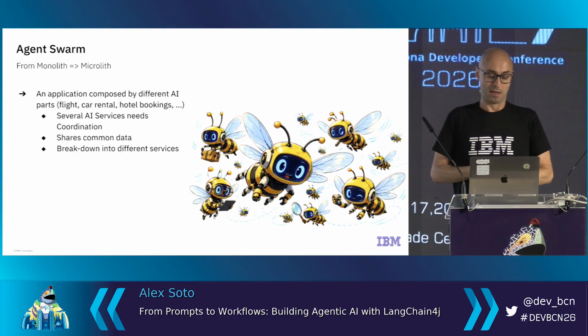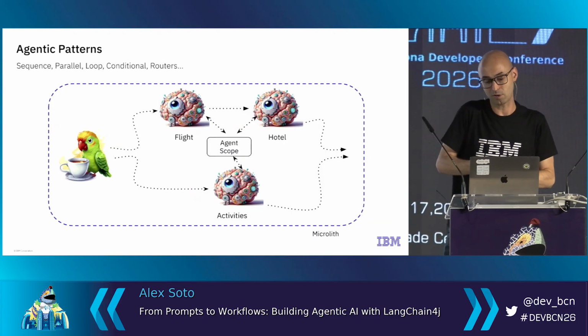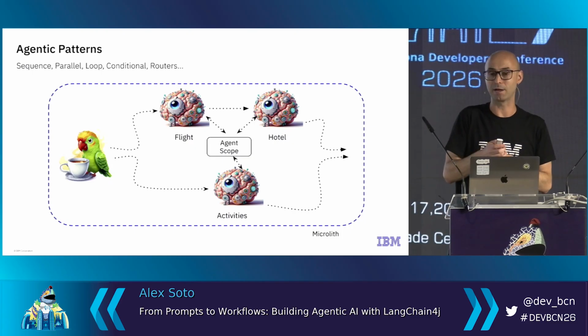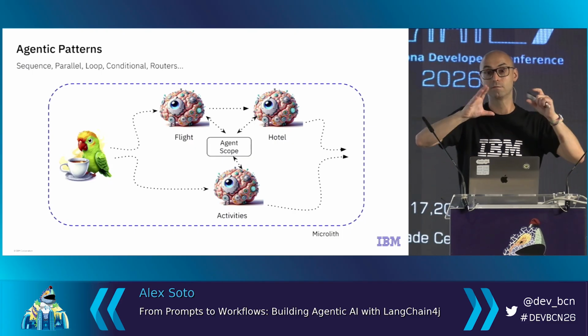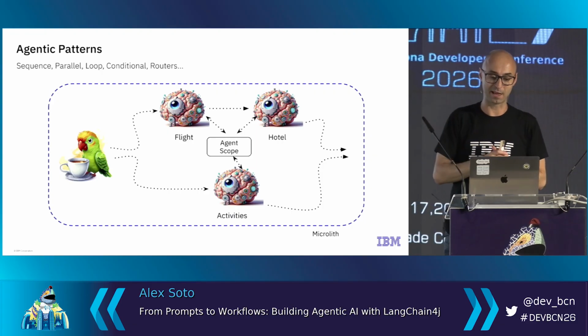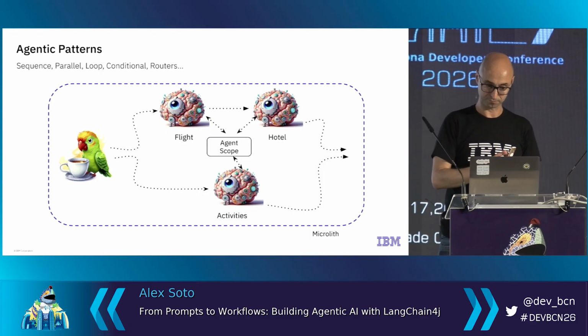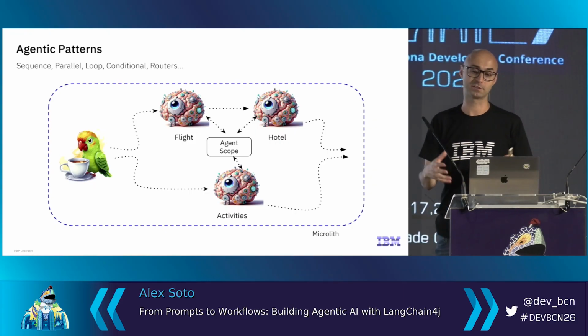Now, how can we do this? Okay, we can do it with patterns, with agentic patterns. Basically, agentic patterns are a group of schemas, right, that let us make calls between agents. For example, sequence, parallel, loop, conditionals, routers, and so on.